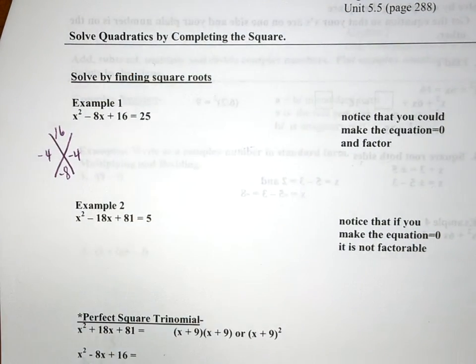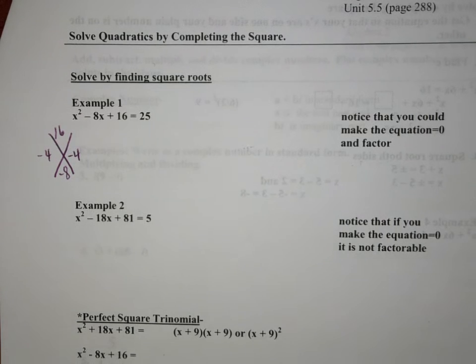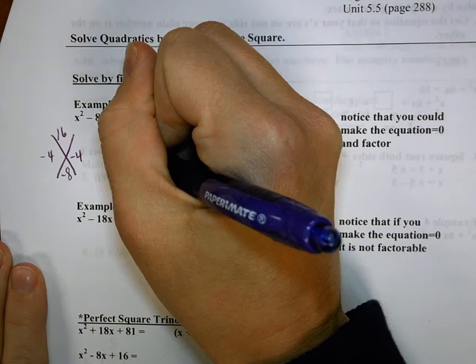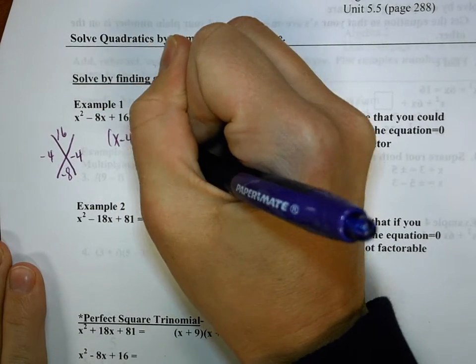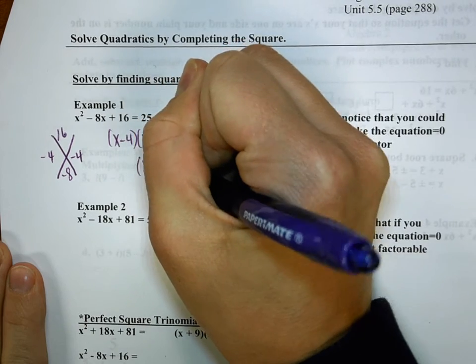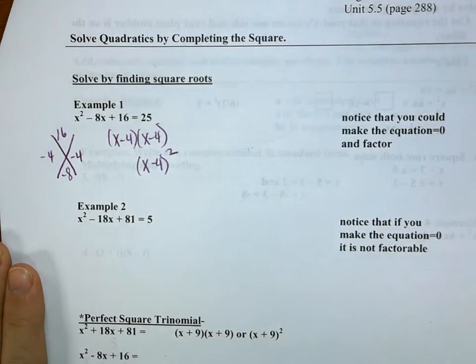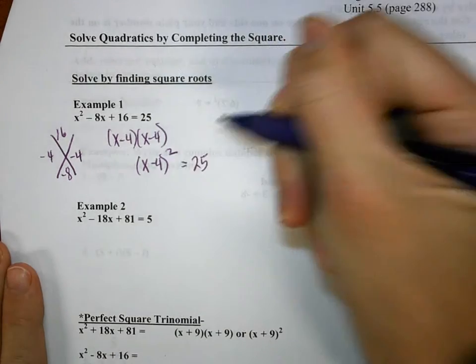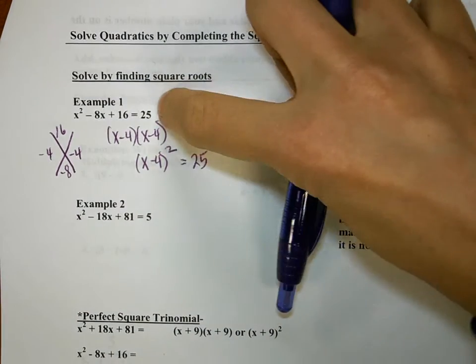Well, since both of these numbers for the parentheses are -4, could I write them as a square? Yes. So instead of writing it as x minus 4 times x minus 4, I could write it as x minus 4 squared. And it equals 25 because of what it was right here.